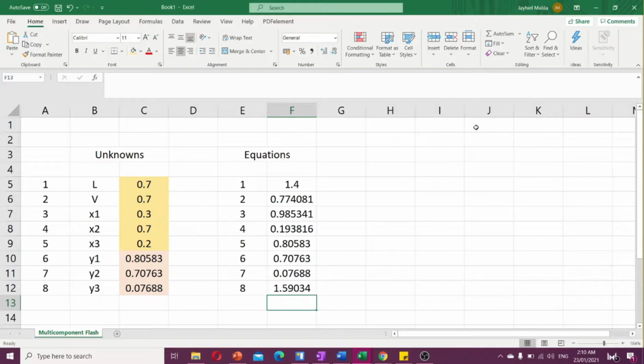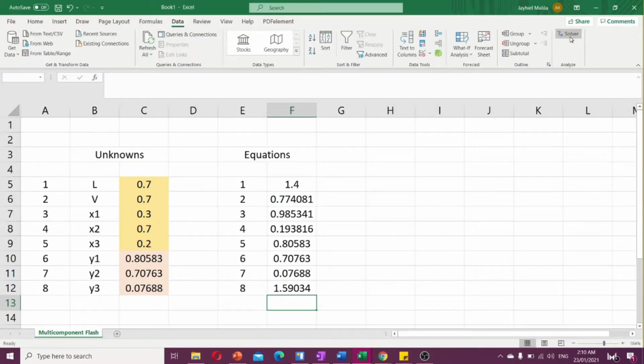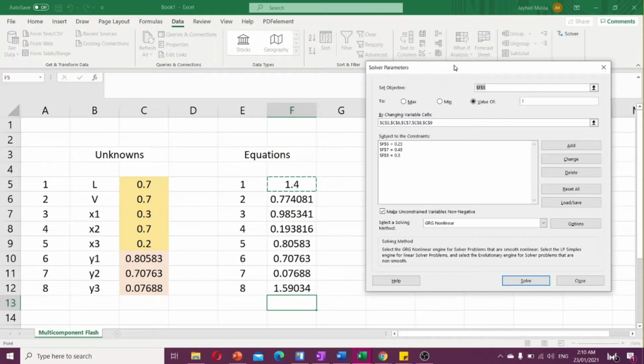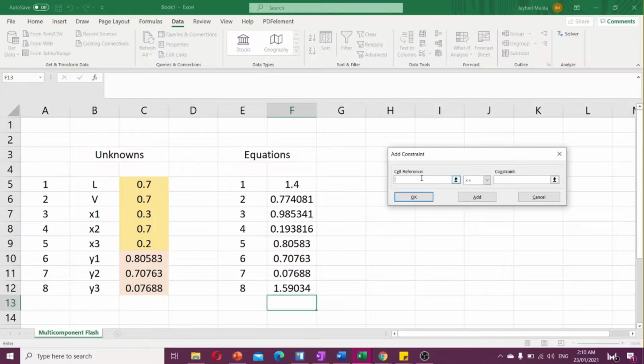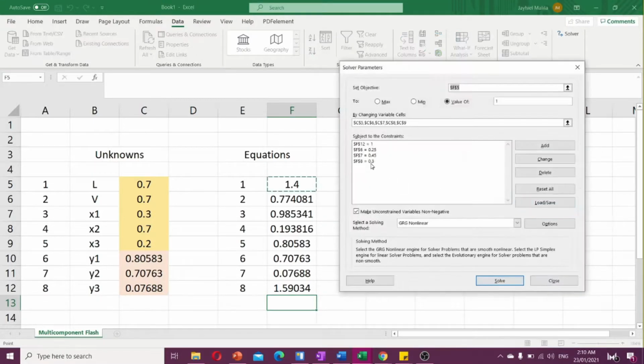So the last constraint that I need to add. We cannot use this one, this one, so we're going to use this one. The value of this one should be equal to 1, because equation number 8 is the sum of the y1, y2, and y3. So we have the following constraints. I hope this works.